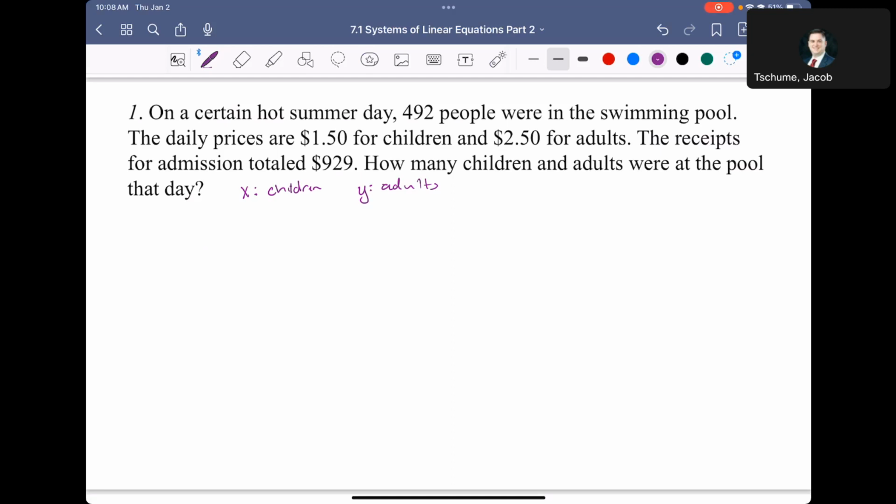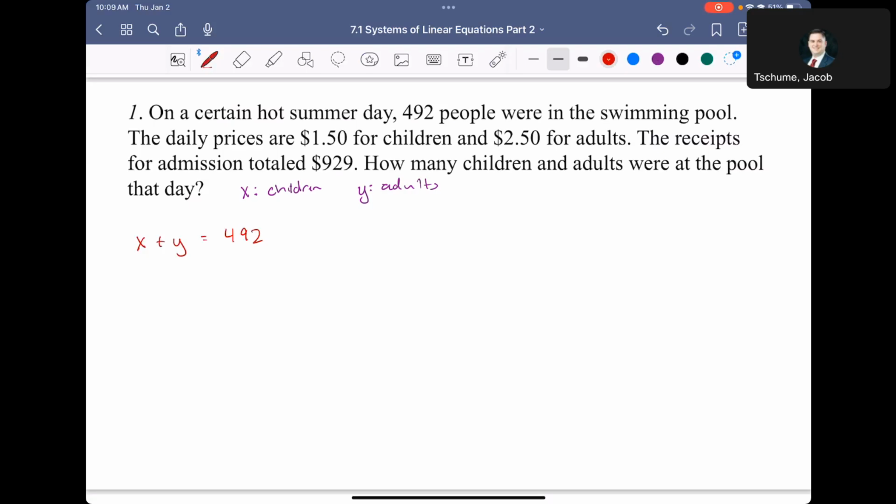And so as I read this problem, the first thing I notice is that it says there were 492 people at the pool that day. But unfortunately, we don't know how many of each, children and adults, there were. So all I know at this point is that if I take the number of children and add the number of adults, which will be X plus Y, when I am done with this problem, those have to add up to 492.